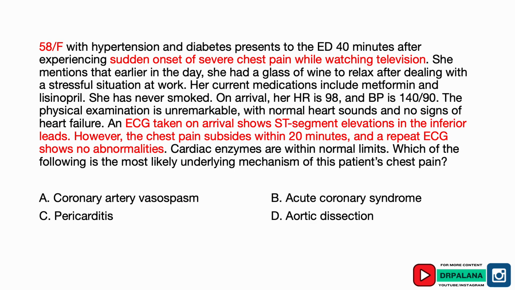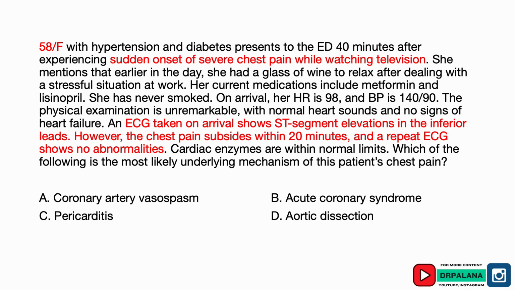A 58-year-old female with hypertension and diabetes presents to the ED 40 minutes after experiencing sudden onset of severe chest pain while watching TV. She mentions that earlier in the day she had a glass of wine to relax after dealing with a stressful situation at work. Her current medications include metformin and lisinopril. She has never smoked. On arrival, her heart rate is 98, blood pressure 140 over 90.